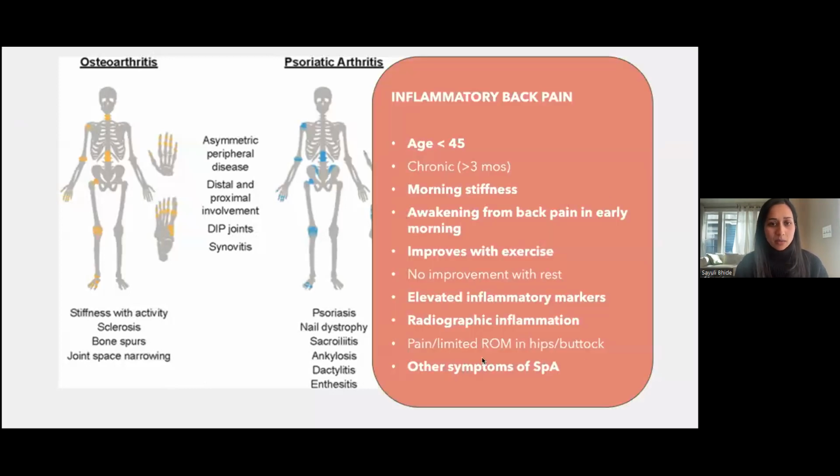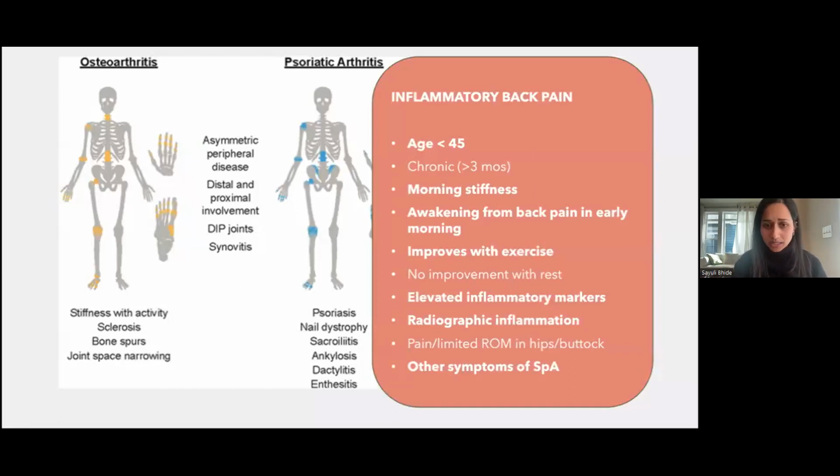And then things that will help you differentiate that inflammatory back pain from your usual mechanical back pain: it's often diagnosed earlier, before age 45, presenting with morning stiffness. A common symptom is actually awakening from back pain in the early morning. So not that they're having trouble going to sleep, but rather they wake up because they've been resting and their back hasn't been moving for a long time, and now they're getting more and more stiff and having more pain.